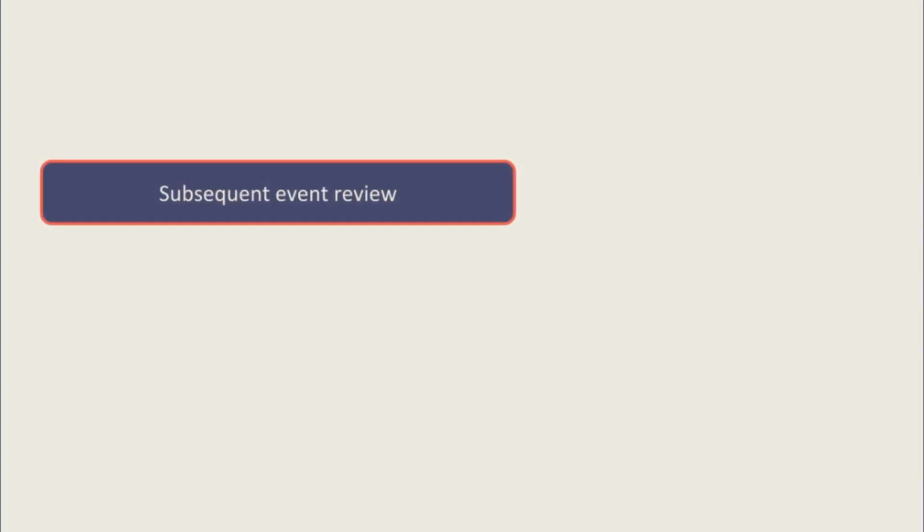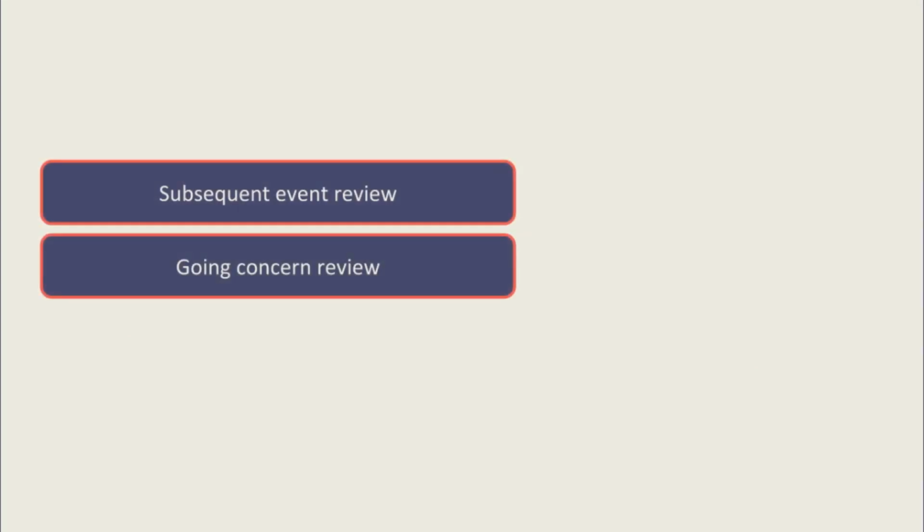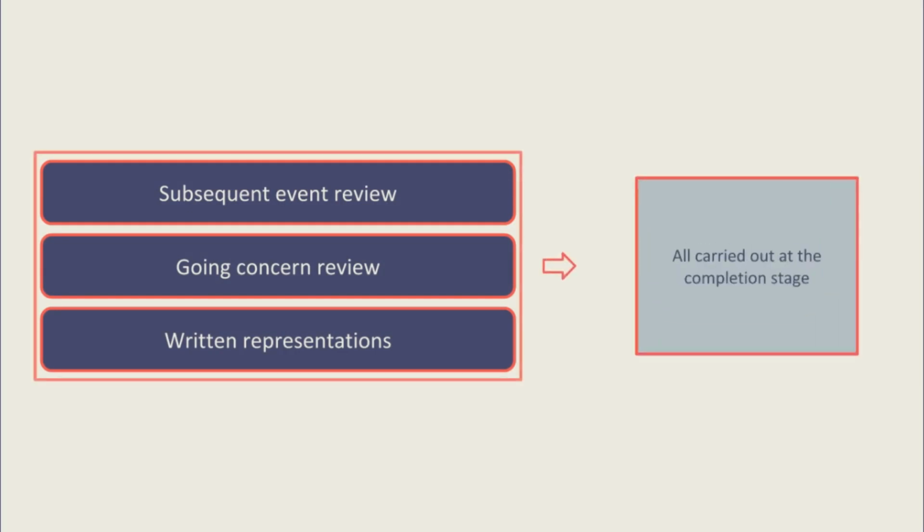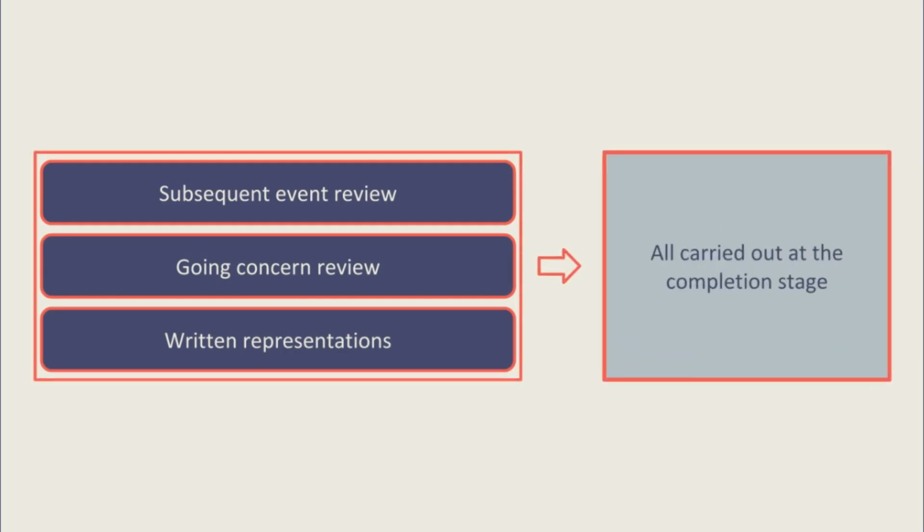Subsequent event review, going concern review, and written representations are all carried out at the completion stage, as this is the final stage of the audit process. This enables the auditor to review the year being audited, plus events that have occurred since, to ensure there are no omissions from the financial statements and disclosures are in accordance with accounting standards. We cover these three processes in separate videos due to the detail needed in understanding them fully.